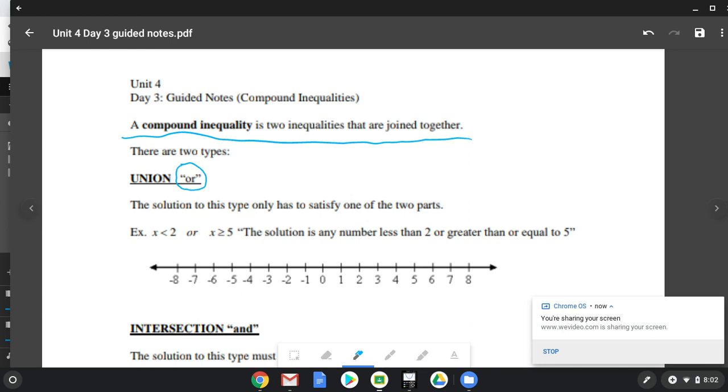So if we take a look at this first example, it says x is less than 2. So we know that that was an open circle at 2, and it's shaded to the left because we always go the direction the arrows are pointing. And then the second part of this, it says OR, so that means that it's a union type. And then it says x is greater than or equal to 5, so that means it's a closed circle at 5, and we're shaded to the right. So that is what a union or an OR type of compound inequality looks like. So they're always going to be shaded away from each other. There's going to be a gap in between.